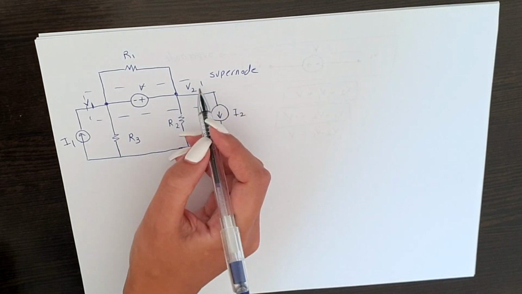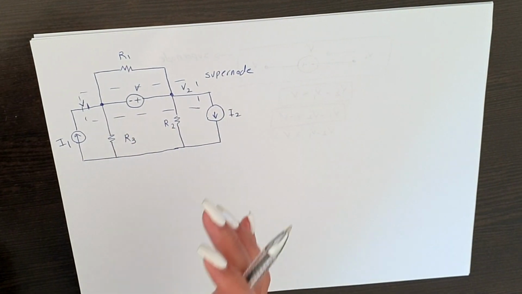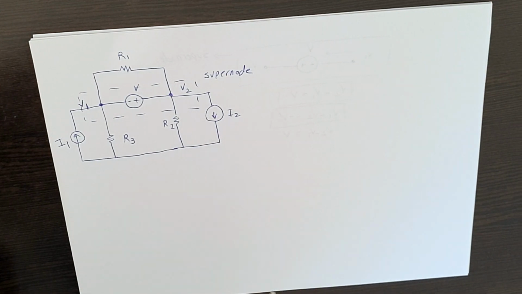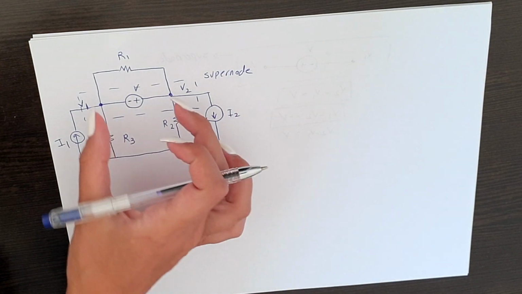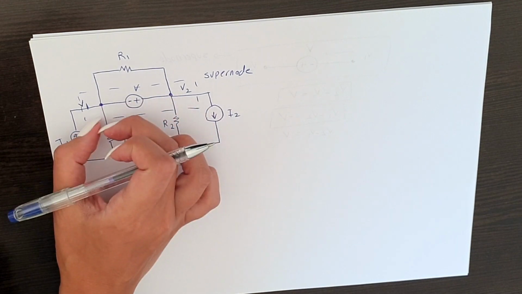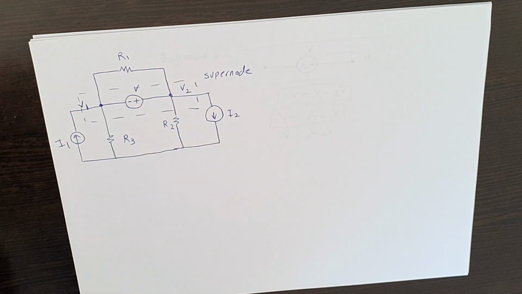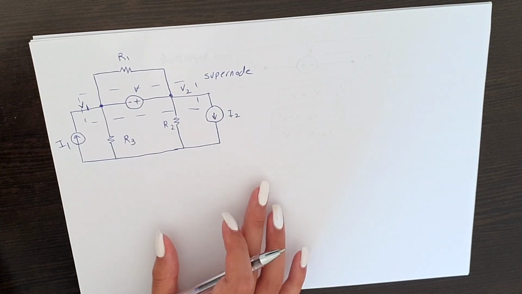We're gonna consider the whole super node as a whole together, and we're gonna sum up all the currents that going and coming from this whole super node, this whole line in here. All the currents go in here and all the currents are going here, and then sum them up, and that's gonna be equal to 0.